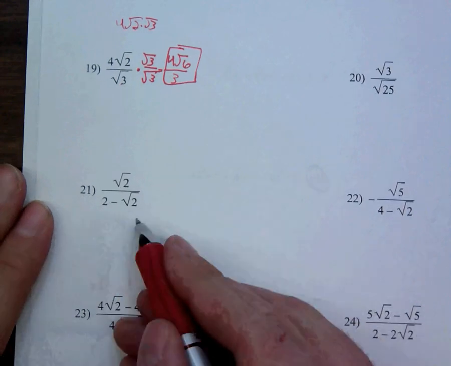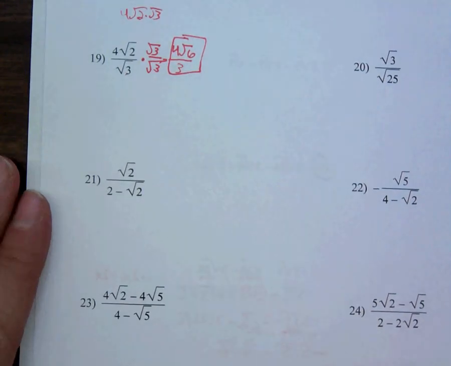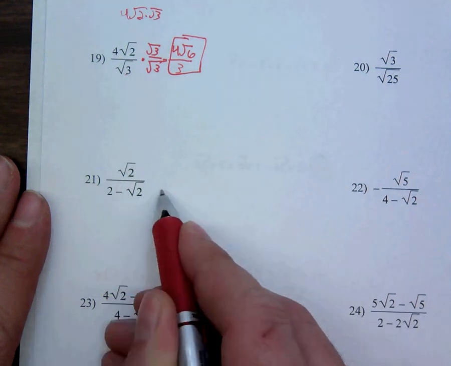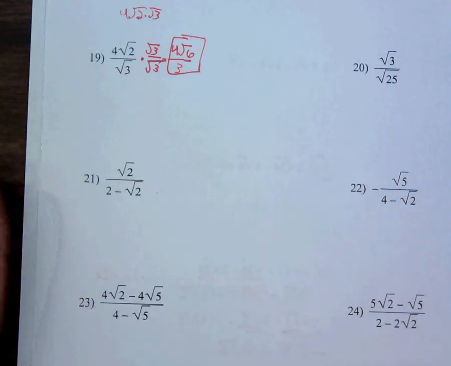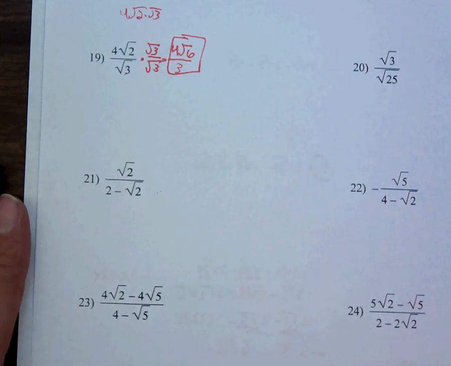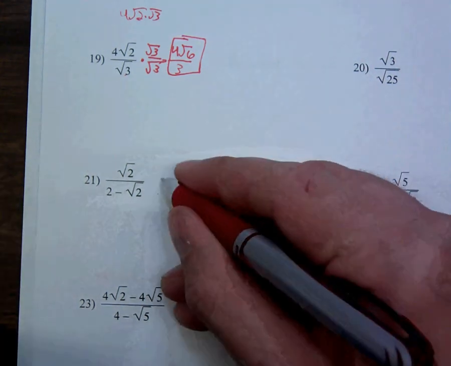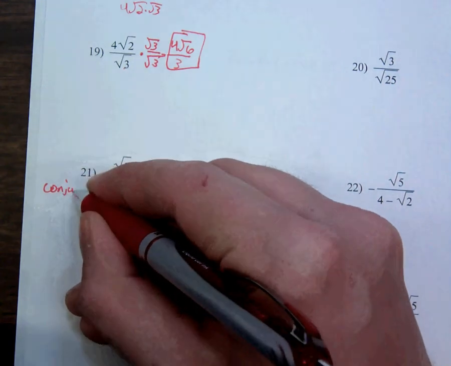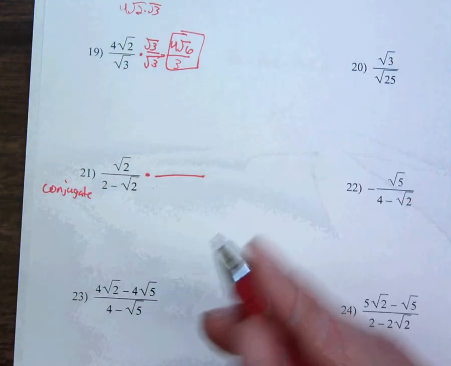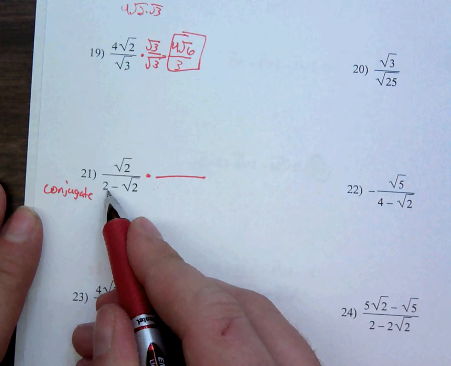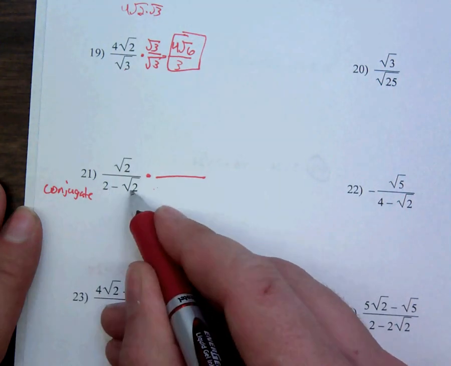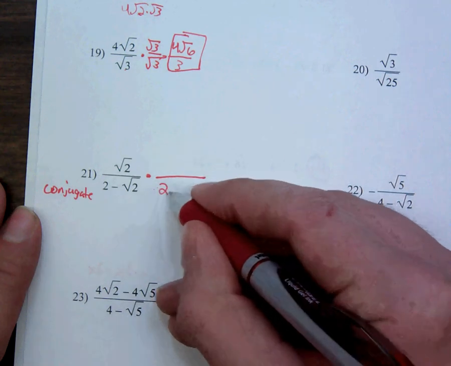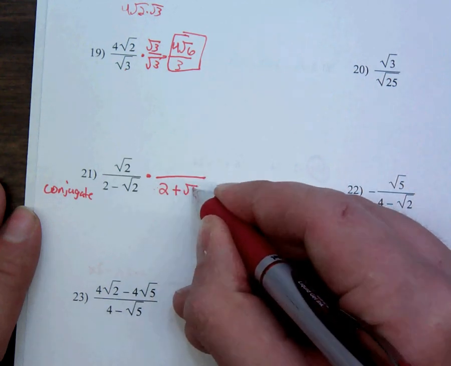Notice on this next one, we cannot just multiply by the square root of 2, because this is a binomial, and the square root of 2 would distribute, and we would still end up with a square root in the denominator. Instead, we use a trick called multiplying by the conjugate. And multiplying by the conjugate just says if you have a plus b, you multiply by a minus b. If you have a minus b, you multiply by a plus b.